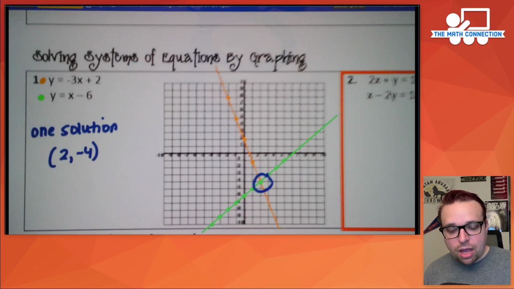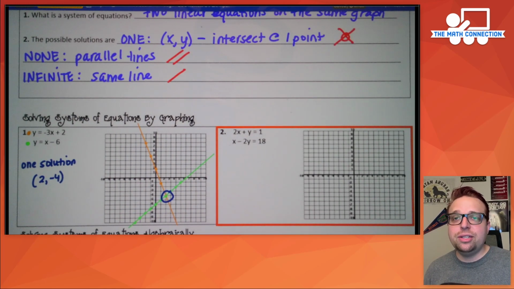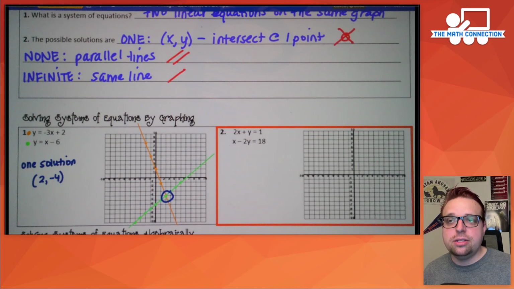Okay. I'll give you a hint on the second problem here. The second problem is also intersecting. So there's going to be one solution, one point. Graph that on there and find where they intersect. And a hint for you also is that you need to change these into slope-intercept form first. That will be the easiest way for you to graph these.